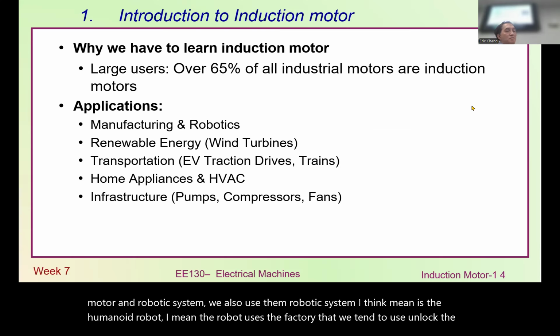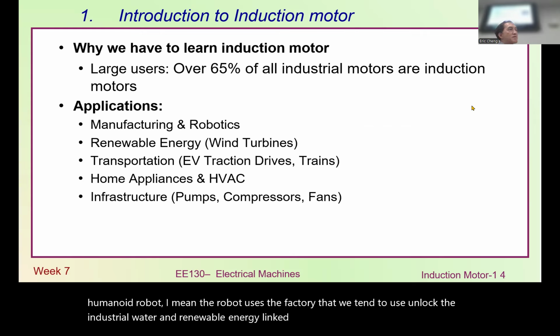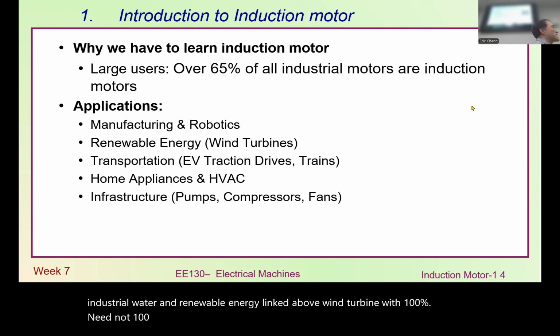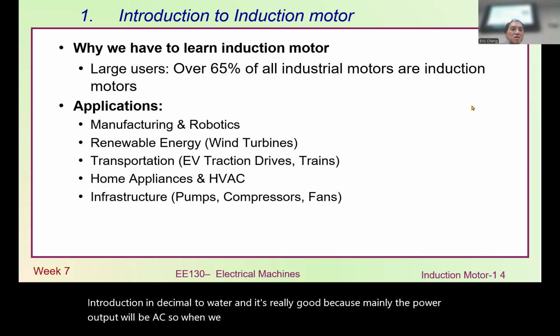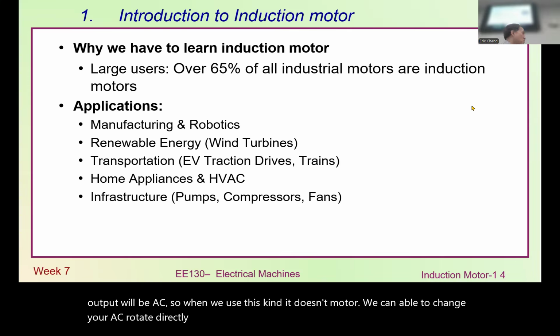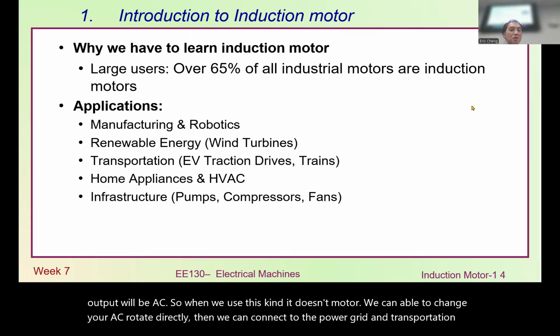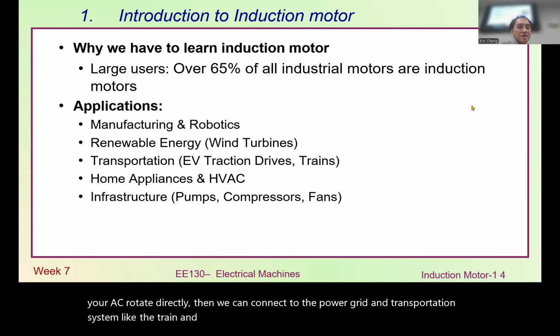And renewable energy, mainly wind turbines, I think maybe 80%, 90%, we tend to use industrial motor. And it's really good because the power output will be AC. So when we use this kind of industrial motor, we are able to generate AC voltage directly, then we can connect to the power grid. And transportation systems, like the train and also the electric vehicle.